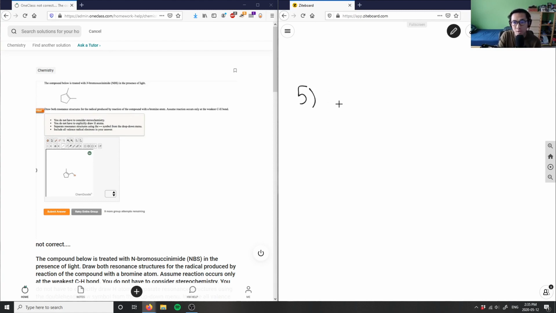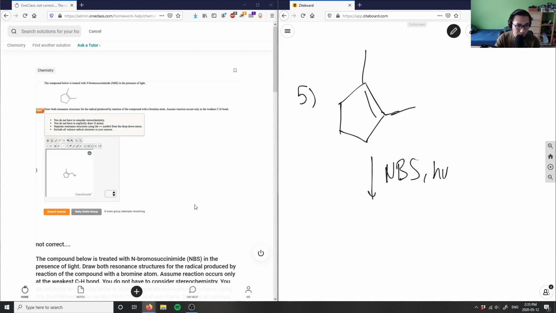So I have this compound, and I have the other one here. It's going to form Br here. Or sorry, I have a methyl sticking out from here, and then I have another methyl group here. And it says here, it's treated with NBS in the presence of UV. So NBS in UV, and then what is it going to do? So this guy wrote that the bromine is going to attach here.